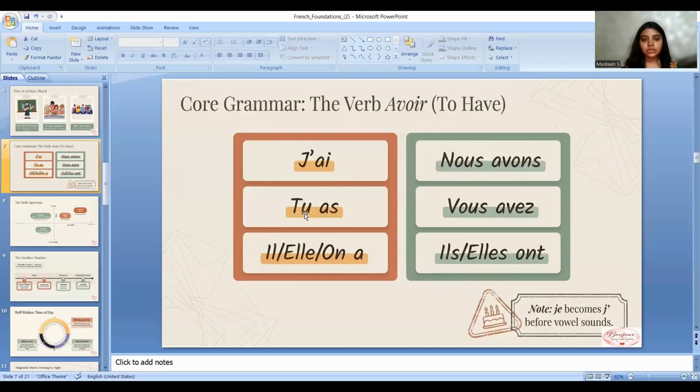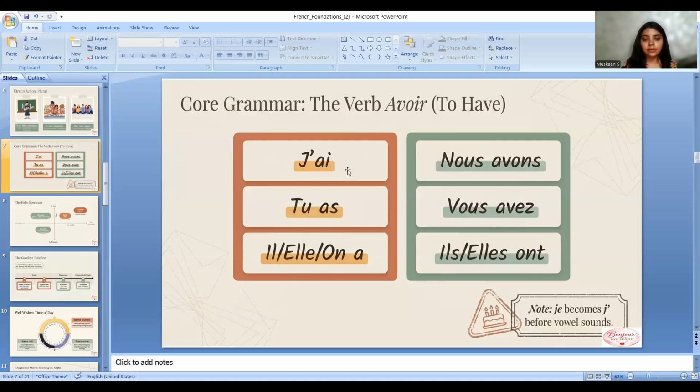J'ai means I have. Tu as, you have. Il a, he has. Elle a, she has. On a, we have in an informal way. Nous avons. Now here also liaison will follow because of the vowel and consonant. Nous avons, we have. Vous avez, you have in the formal way or in plural forms. Ils ont, again liaison. Ils ont, they have. Elles ont, they have in feminine.